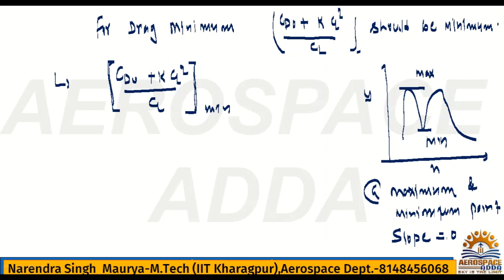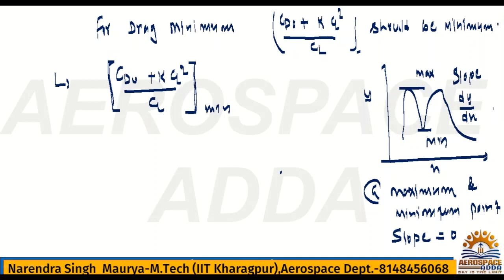Yes or no? For that reason, if you are going to maximize or minimize, that time you just take the slope. What is the slope here? For y and x axis, slope is nothing but dy by dx. Yes or no? So slope will be 0. And if you make slope equal to 0, it means that point will be maximum or minimum. Anything can happen. Here you are going to minimize this, so this bracket value should be minimum.